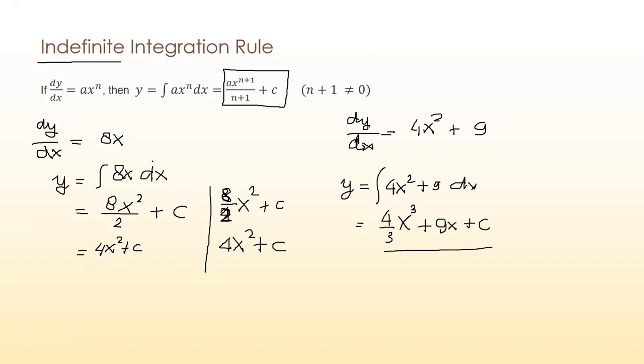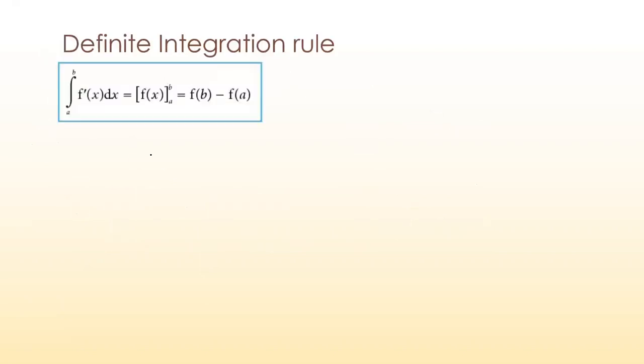So very simple. Okay, let's move to definite integrations, now that we have learned indefinite integration as well. For example, this definite integration: the integration of 14x dx with lower limit 1 and upper limit 2.